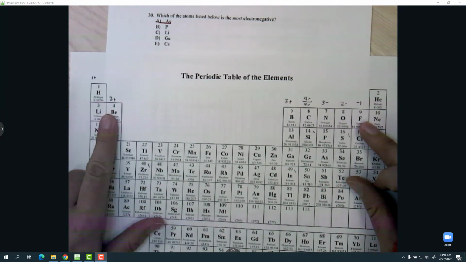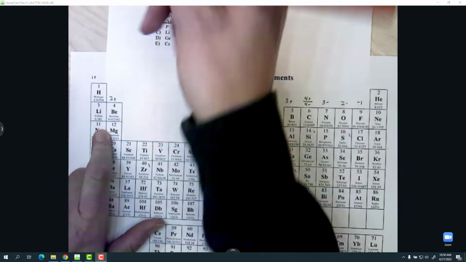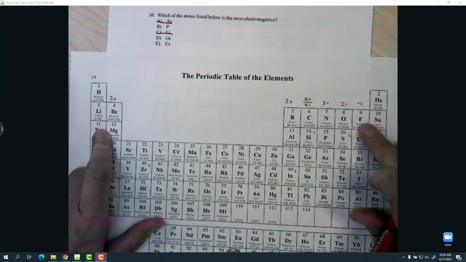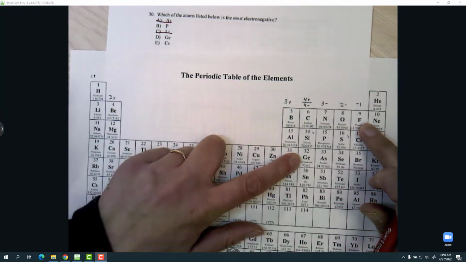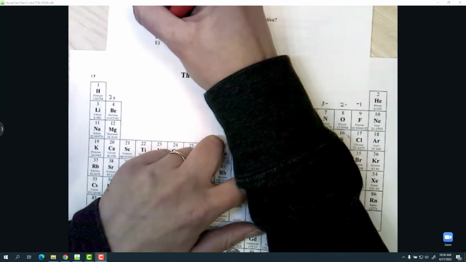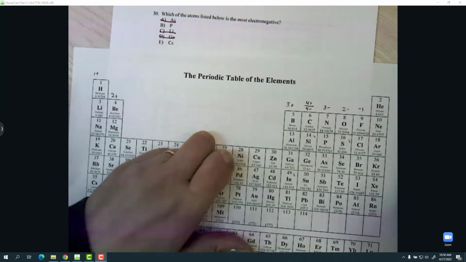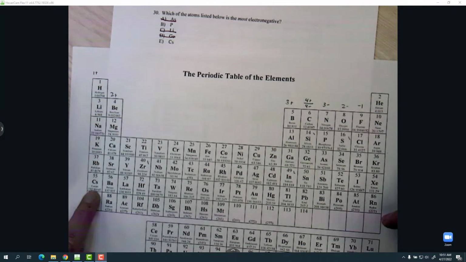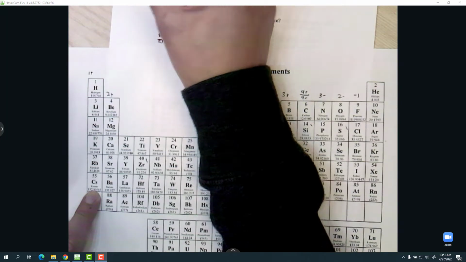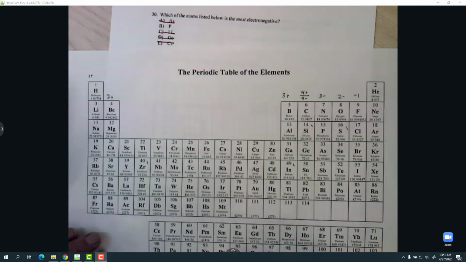Remember, the metals are low electronegativity, so I'm going to say no to that one. Germanium is below phosphorus and to the left, so that's not it. And then cesium is way over here. Also not it. So phosphorus looks like the winner.